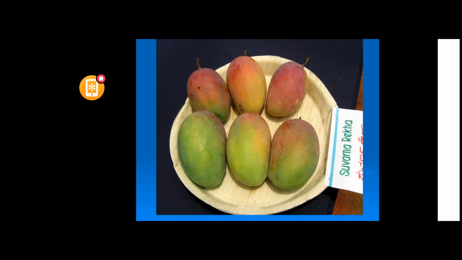Suvarnarekha is another south variety. It comes in the market here in March, April. It is called Suvarnarekha, and also Gulab Khas here.